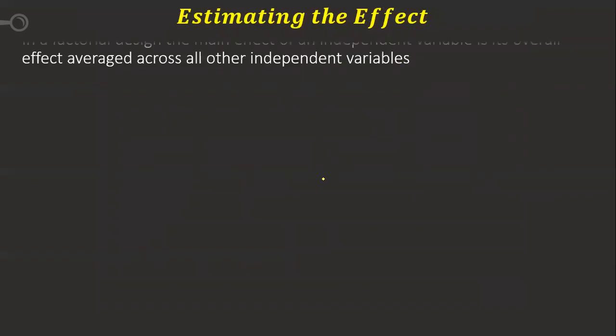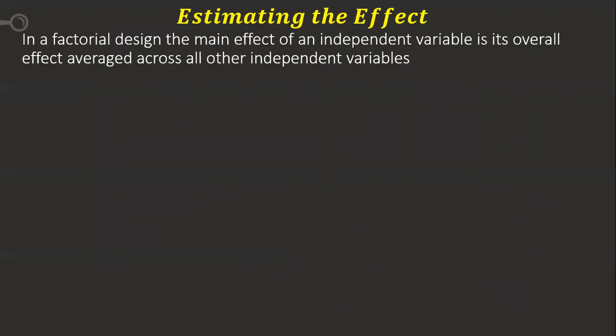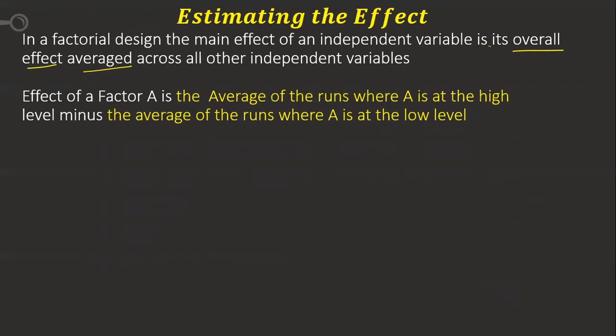Okay, now the estimate of the effect in a factorial design. The main effect of an independent variable is its overall effect averaged across all other independent variables. We have done this while doing the 2^k factorial design in the previous video also. Now, the effect of a factor A is the average of the runs where A is at the high level, so I'll take the positive value, minus the average of the runs where A is at the lower level, so minus.